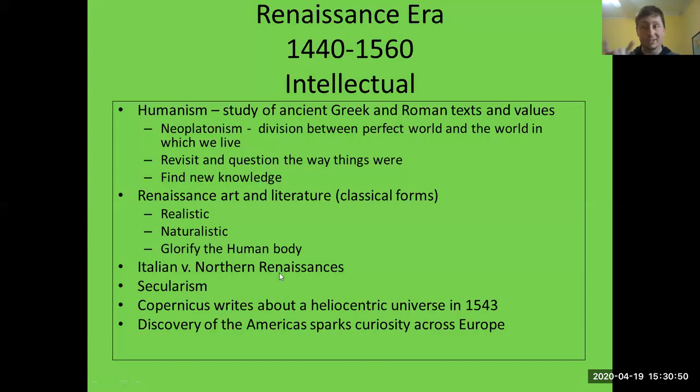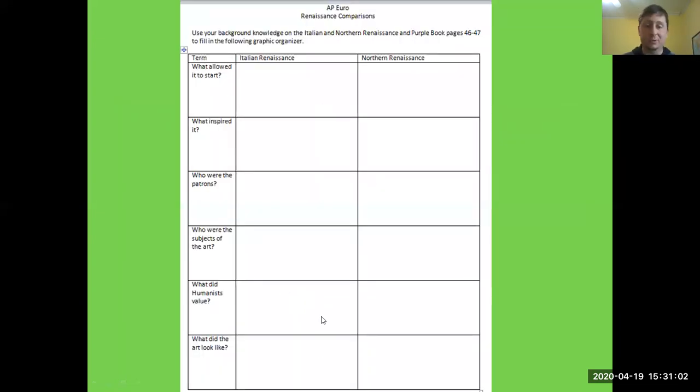Remember that there are two different Renaissances. That there's one in Italy, and there's one in the north, and that they are different. And it's at this point that I would pull out that graphic organizer we did back in August to compare the Italian Renaissance to the Northern Renaissance. Dig back through your notes, find it, and take a look at this again, because it's really good. And it helps to sort of pick out what are the big differences. Remember what allowed it to start. We're going to get to that.